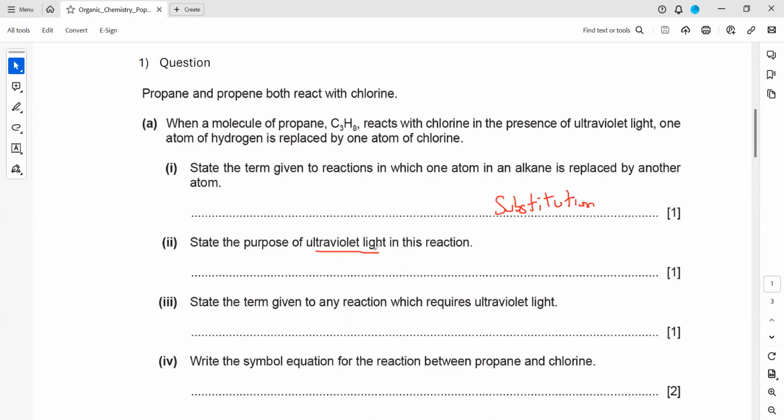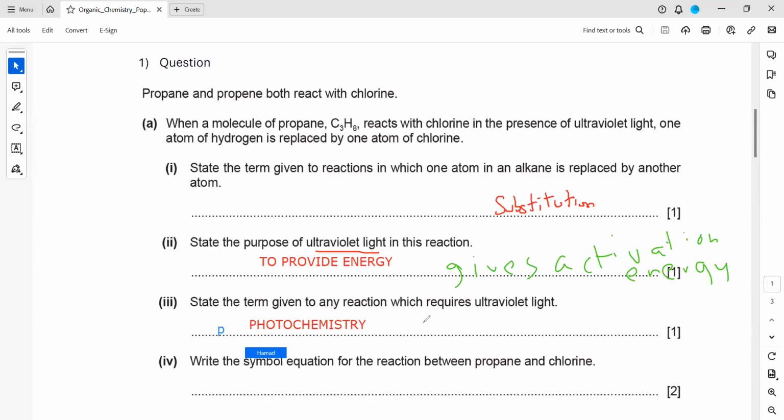State the purpose of the ultraviolet light, because ultraviolet light will break the bond of the chlorine molecule. We can also say it provides energy to start a reaction. We can say it provides activation energy, rather than just energy. In terms of chemistry, the right term for starting up the reaction is that it provides activation energy.